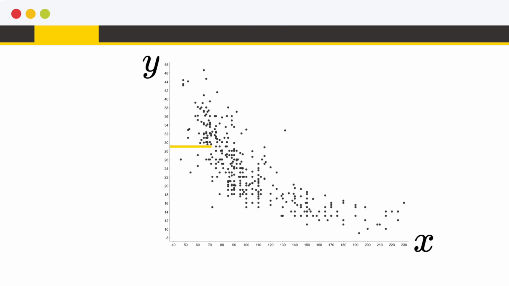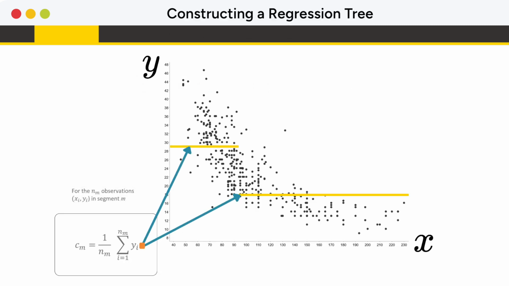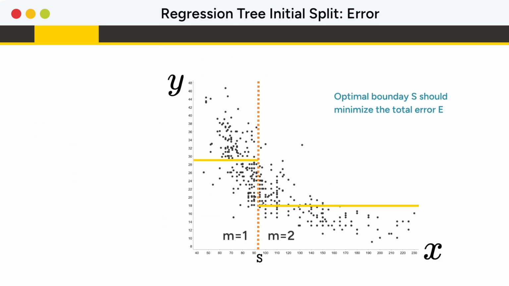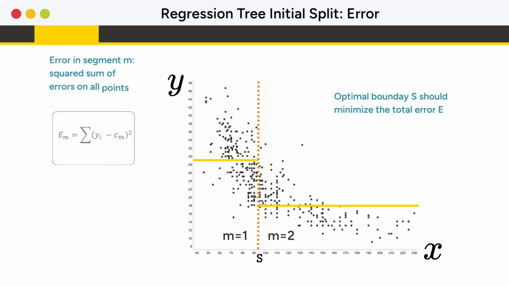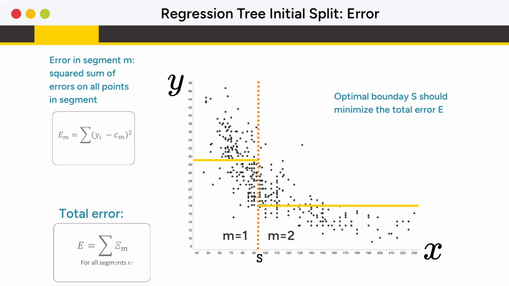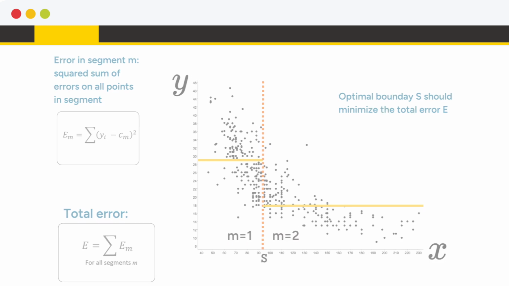To construct the regression tree model, we first split the training set into two subsets. We find the threshold S that best splits the input feature x into two segments. Within each segment M, the outcome variable y is modeled by the local mean value of y. The goal is to find the best boundary S that minimizes the total error. The error within each segment is calculated as the sum of Euclidean distances of all points to the mean value of y. The total error E is the sum of the errors in all segments. Any distinct value of x can be considered as a potential boundary.